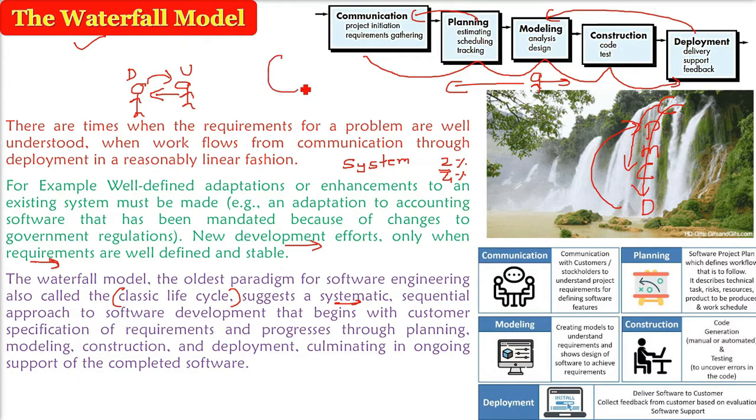There is no circuit, as I indicated. There is no circle. There is no repetition. It's systematic. It is sequential, and this will only be done when the requirements are clear, right from the planning to modeling to construction to deployment and even maintenance. Once you give the software, you have to maintain it. So this is the whole process.